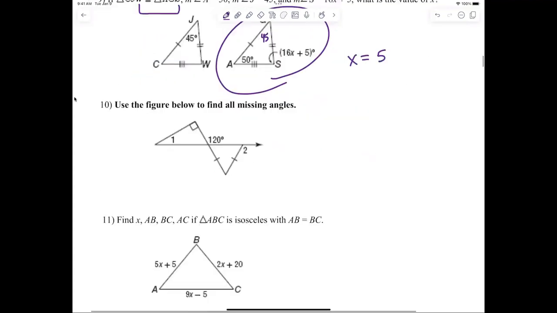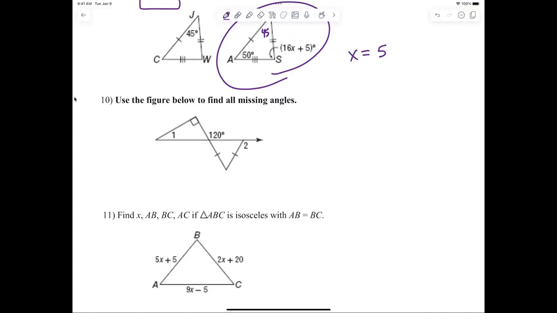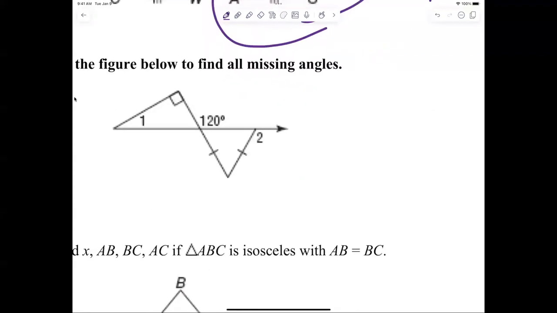All right, here we go. Find all the missing angles. So let's start here with the vertical angles. They're what? 60. Do you agree with that? So that makes this automatically 60, which forces this to be 60, which means this is 120, right? And then angle one is how much? 30.